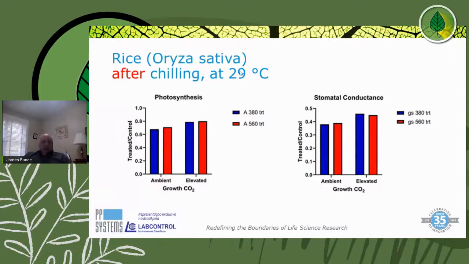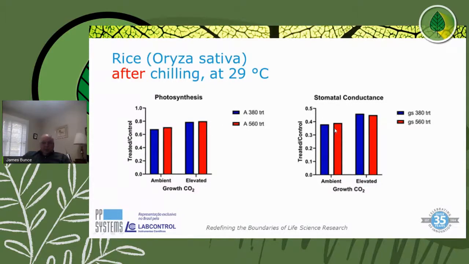So this is rice, or Oryza sativa. Again, after the chilling, here measuring at 29 degrees. Here, the growth CO2 does protect photosynthesis. It's less reduced here than when the growth CO2 was ambient. And here, it's a growth CO2 effect, not a treatment CO2 effect, as opposed to soybeans, where it was the treatment CO2. So here, whether they were exposed to the chilling at 380 or 560 didn't make much difference. But if they were grown at ambient CO2, there was a larger reduction in photosynthesis by the chilling than if they had been grown at elevated CO2.